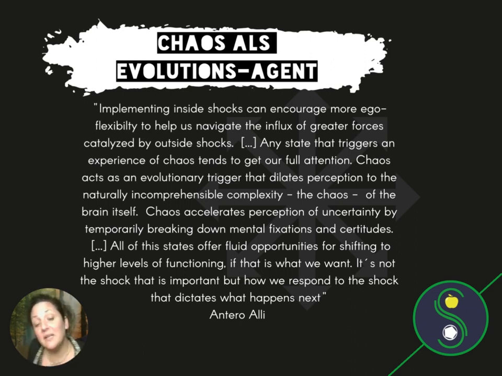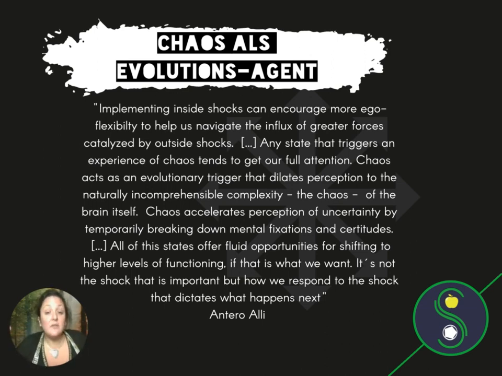Most of the experiments and quest items in the quest scrolls will produce some sort of little inside shocks that encourage more ego flexibility. And the more flexible your ego becomes, the easier it is to navigate those ecstatic currents, those altered states, those states of gnosis. "Any state that triggers experience of chaos tends to get our full attention." Yes, because once we're thrown into a state of chaos, our nervous system goes, I don't have any survival strategy for this.